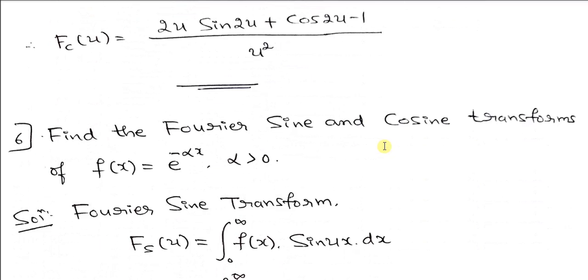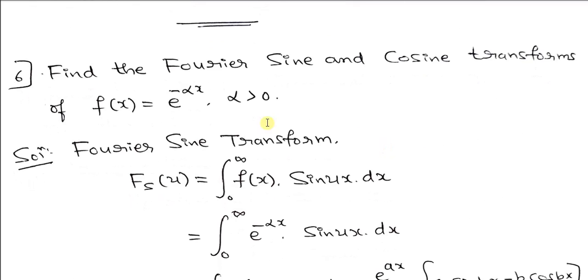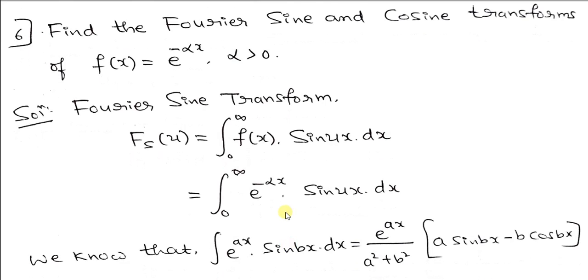Now we will move on to the next problem. Find the Fourier sine and cosine transforms of f of x equal to e power minus alpha x, where alpha is greater than 0. Again here we want both sine and cosine transforms. Let's start with sine first. Fs of u equals integration 0 to infinity f of x sin ux dx, but here f of x is defined for all values, so the limits are 0 to infinity as it is, and f of x is e power minus alpha x. Now how to integrate?